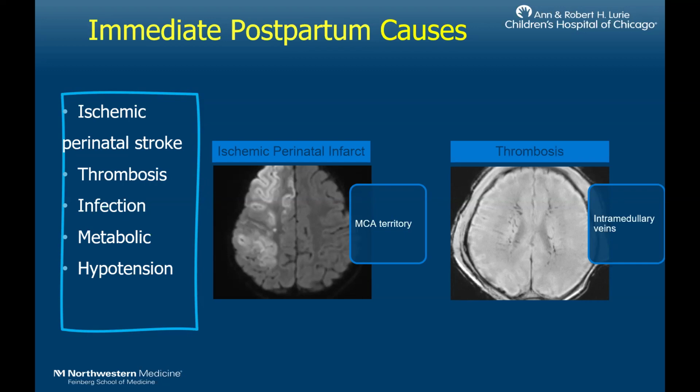Again, infection comes up as another immediate postpartum cause, as the baby goes through the birth canal. An additional risk factor for thrombosis is infection. And again, metabolic and infective causes can also present as HIE, but they typically present with atypical clinical signs and symptoms.